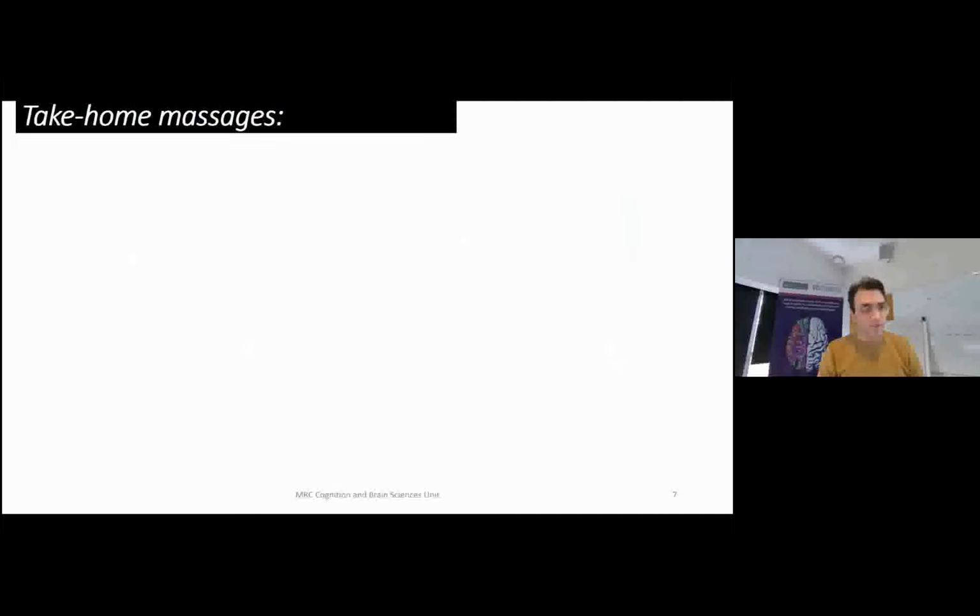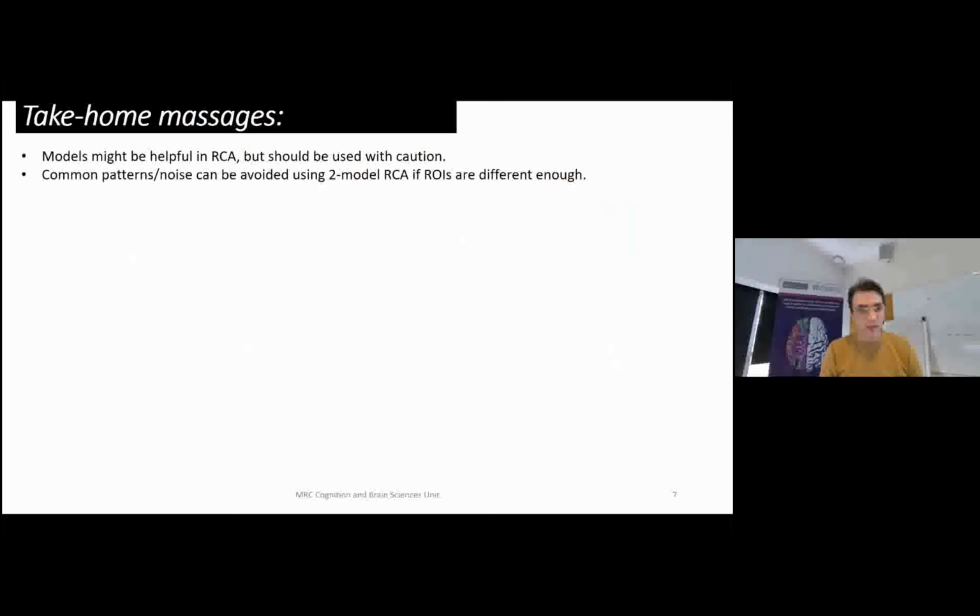So the take-home messages would be that model-based RCAs, or models within RCAs, can help you pick up different types of targeted aspects of connectivity, but they should be used with caution. Common patterns or noise can be avoided if you use two model-based RCA and the two ROIs are distinct and different enough. And two model RCA allows you to pick up the transformation of information from one area to another.